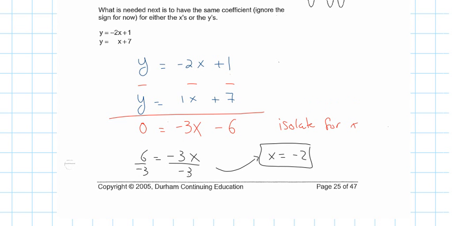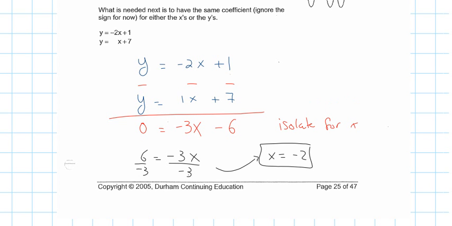Okay? Now I know that x is equal to negative 2. But remember, I'm looking for a point of intersection. A point has what values? X and y. So I found the x. Now I still have to find the y. To find the y, all you have to do is plug in the value of x into one of your original equations and solve for y.